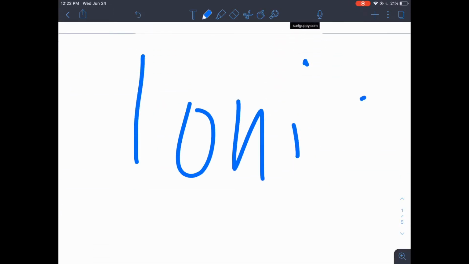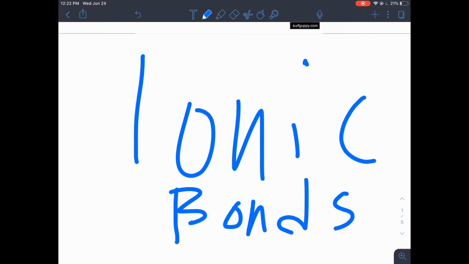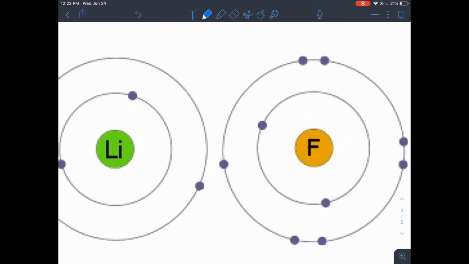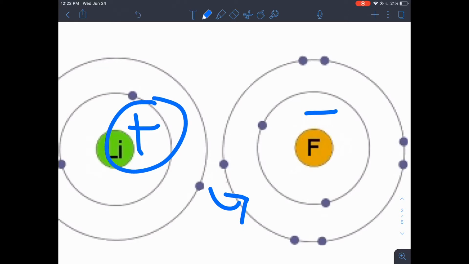Ionic bonds usually take place between a metal and a nonmetal. It entails the complete transfer of valence electrons between atoms. Ionic bonds generally form between two oppositely charged ions, which are then attracted to each other, forming an ionic compound. In ionic bonds, the metal typically loses electrons to become a positively charged cation, and the nonmetal typically accepts those electrons to become a negatively charged anion.